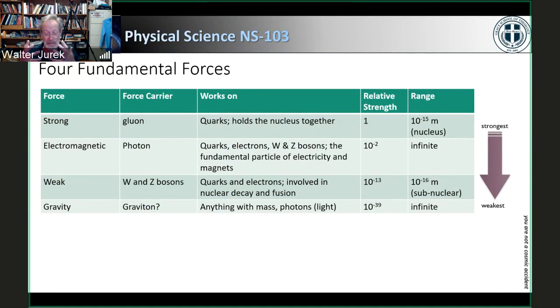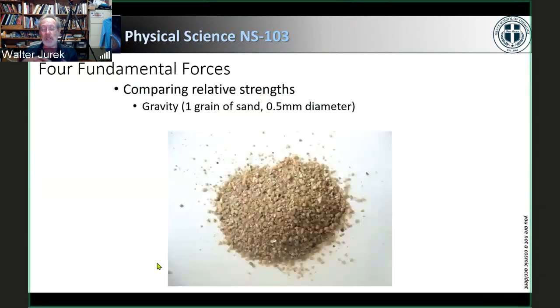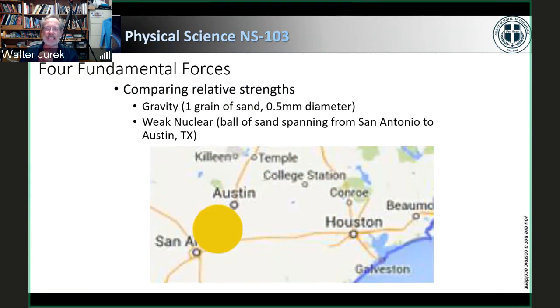But I said, there's got to be a way to visually get an idea for how these things compare. So let's start the other way. Let's make the strength of gravity represented by a single grain of sand, about 0.5 millimeter in diameter. So one little grain of sand represents how strong gravity is. The next strongest force, the weak nuclear force, would be represented by a ball of sand that would reach from San Antonio to Austin, Texas. That's a big jump in the size of your ball of sand.